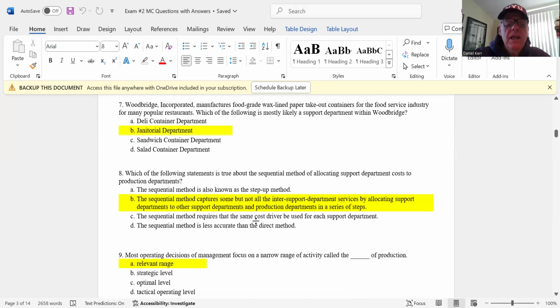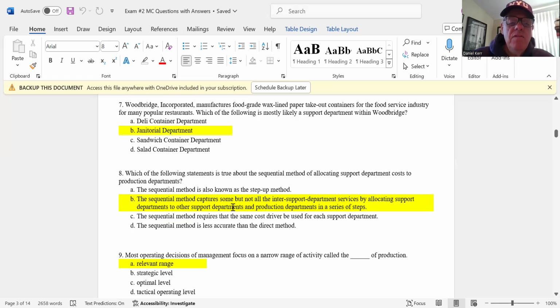Number 8, which of the following statements is true about the sequential method of allocating department costs to production departments? Well, we know the direct method doesn't recognize one support department's allocation to another support department, but the sequential does. So the sequential method captures some, but not all, of the interdepartment costs by allocating support departments to other support departments and production departments in a series of steps.